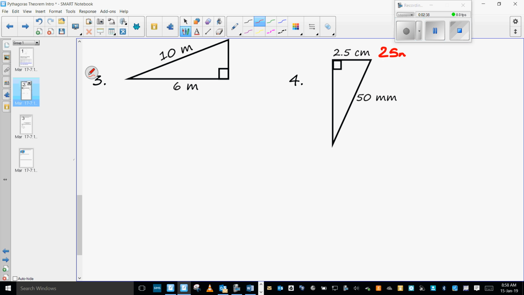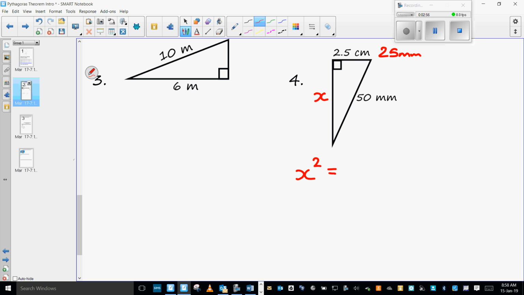Okay. So we're now in the same unit, so now we can write our Pythagoras statement. So we choose a letter for our missing length. I've been using X all the time. You can use whichever letter you prefer. So I'm going to start with X squared equals.